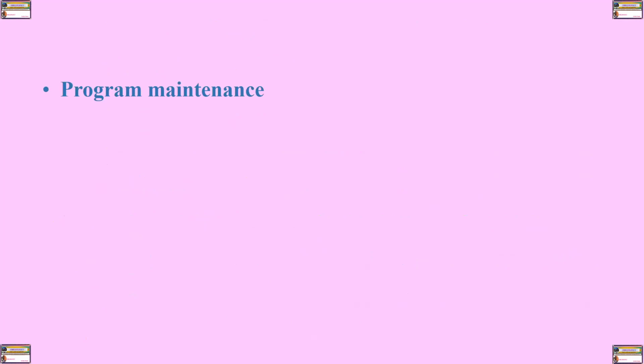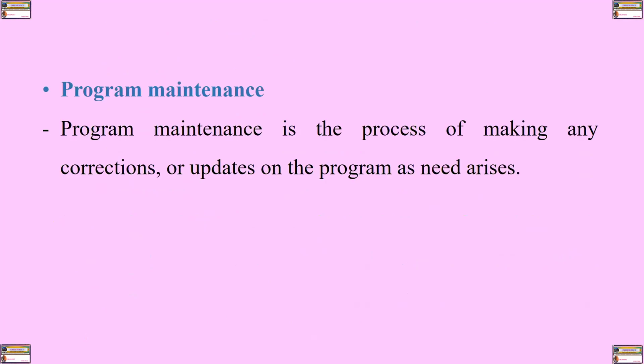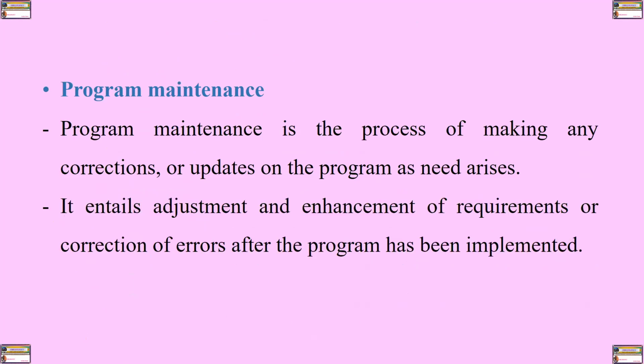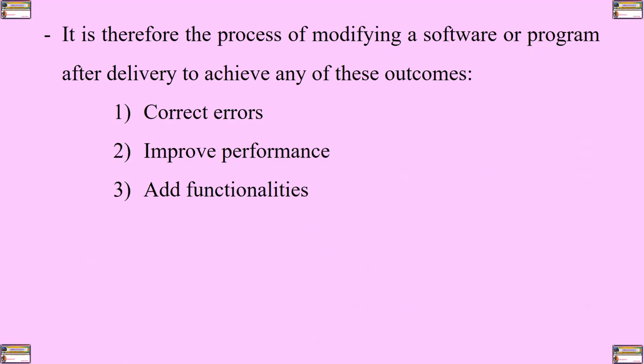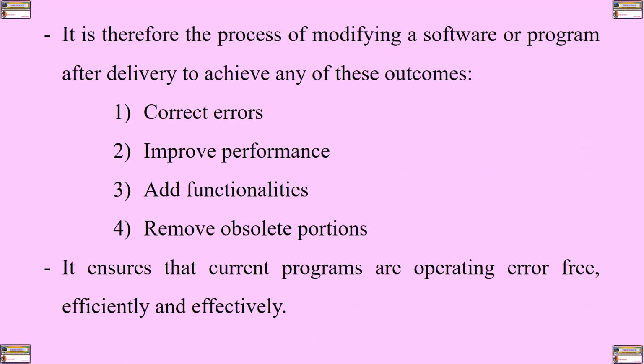How do you maintain a program, or what is program maintenance? Program maintenance is the process of making any corrections or updates on the program as need arises. It entails adjustment and enhancement of requirements or correction of errors after the program has been implemented. It is therefore the process of modifying a software or a program after delivery to achieve any of the following outcomes: correct errors, improve performance and functionalities, remove obsolete portions.